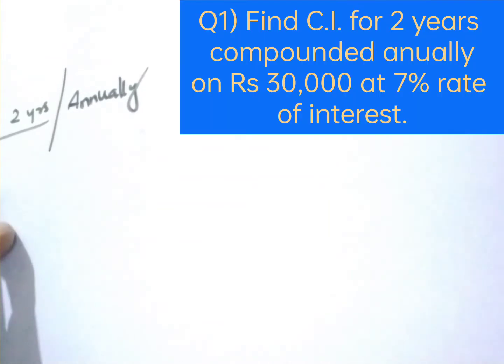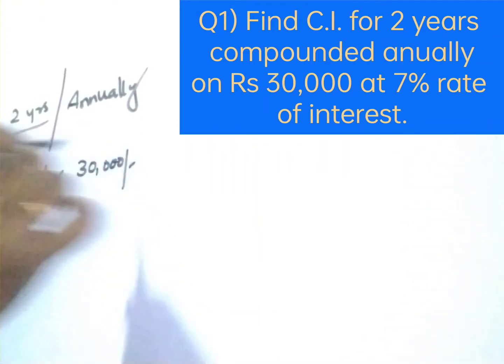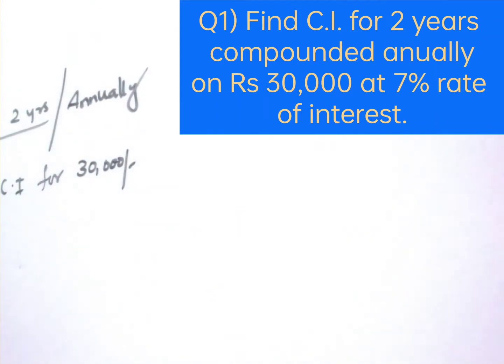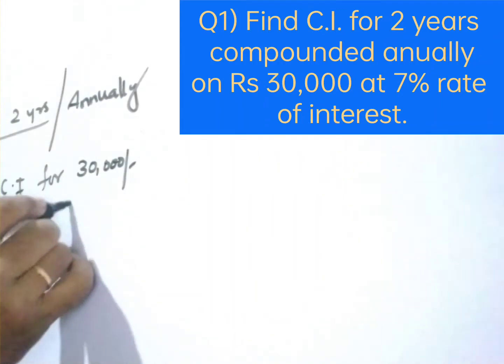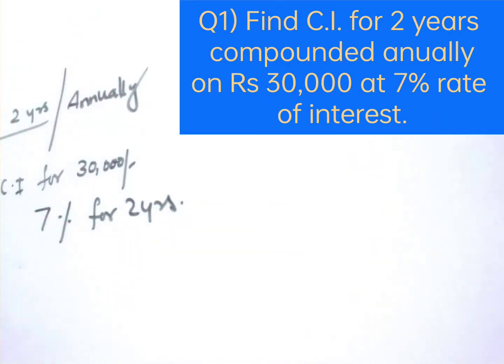Find compound interest for 30,000 rupees at 7% rate of interest for 2 years. Find the compound interest for a sum of 30,000 rupees at 7% interest for 2 years.